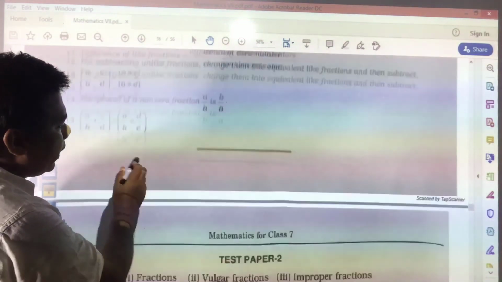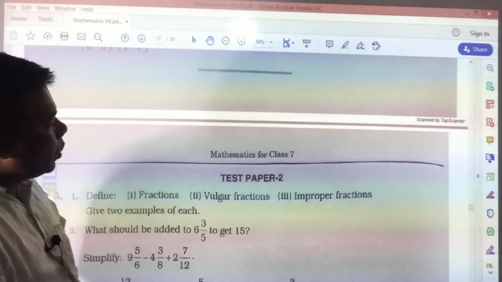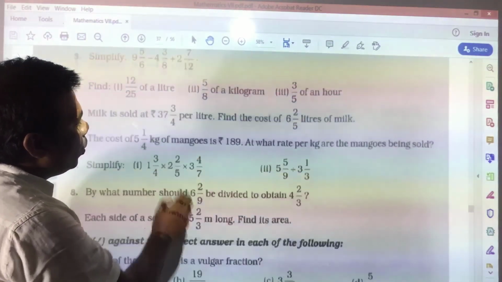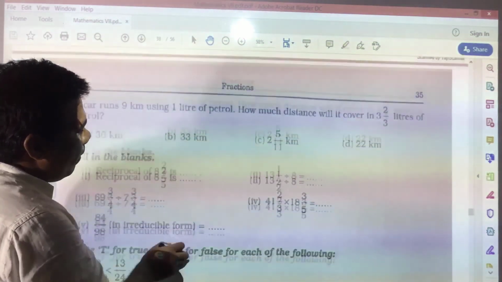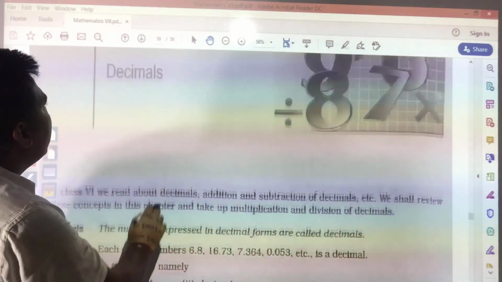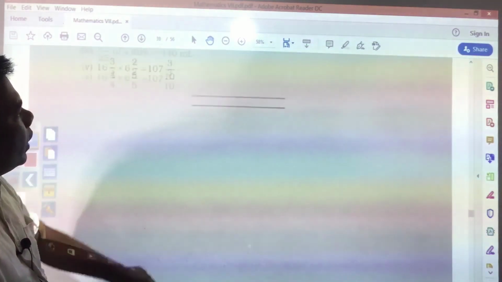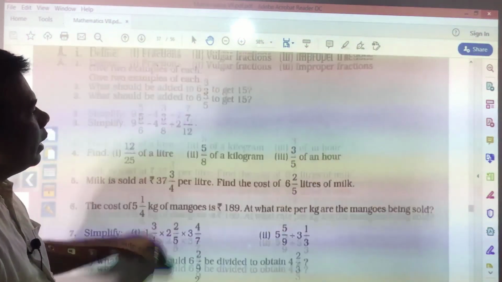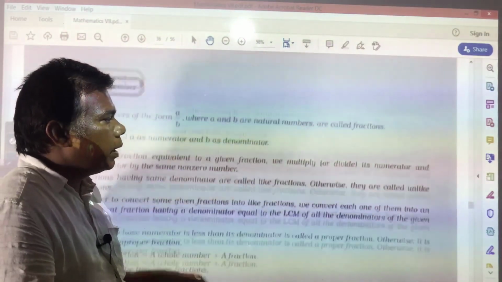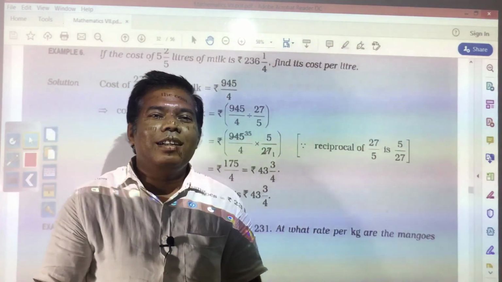So, finally, this chapter will be completed, and after that again your task would be test paper 2 you need to complete, and then we will start next day decimals. So, up to here you must complete each and every question, and that must be there in your notebook. So, next day we will see next topic. Until then, thank you.